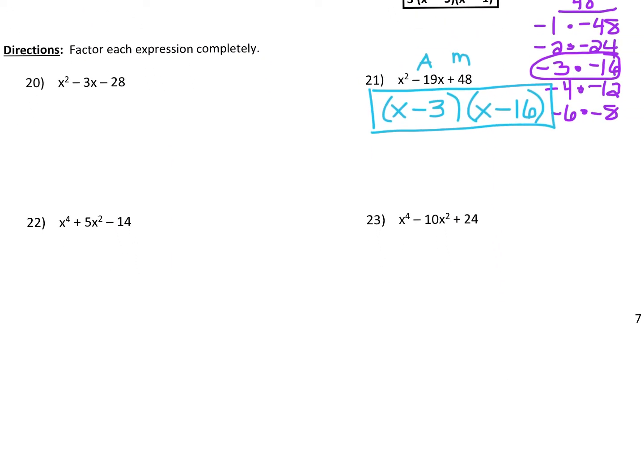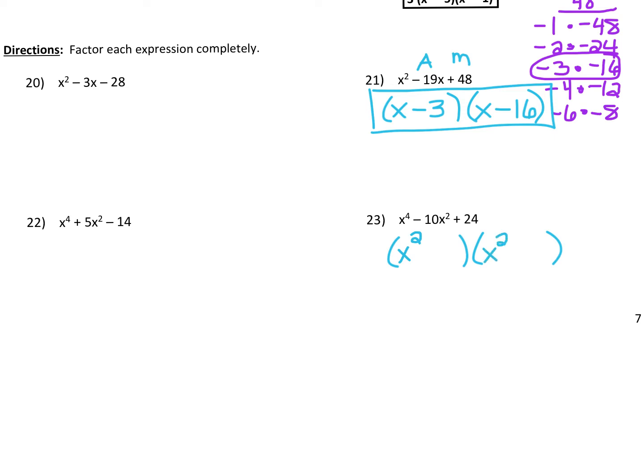Okay, so let's take a look at number 23. With number 23, let's see. I first want to say, can I factor out a greatest common factor? And I cannot. So I'm just going to open up my two sets of parentheses. Okay, in the first spot, we're going to put the square root of the first term. So the square root of x to the fourth would be x squared, right? Because x squared times x squared gives you x to the fourth.